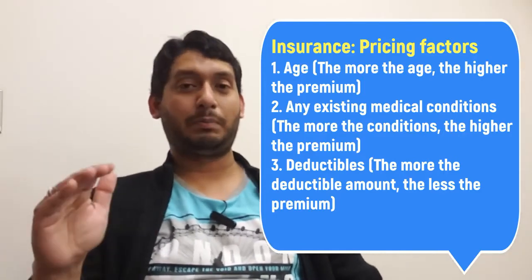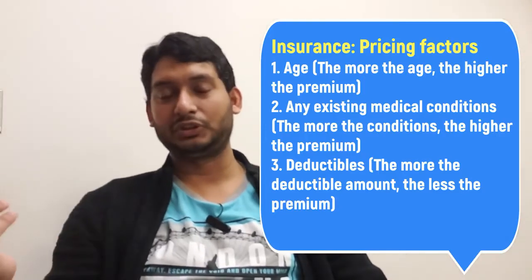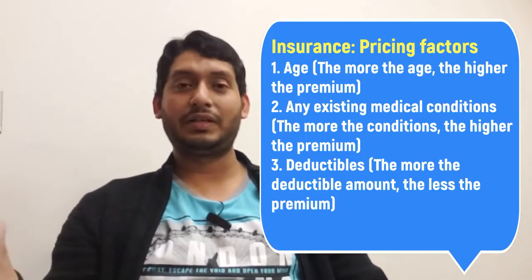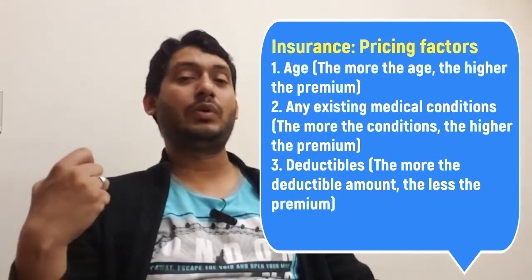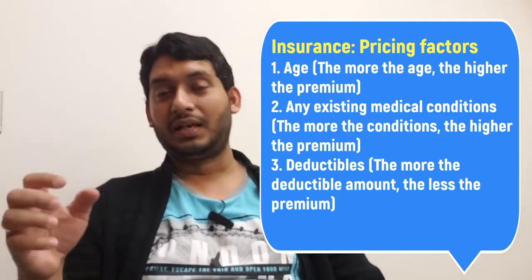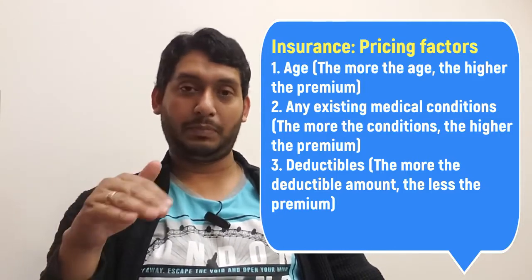Then it also depends on the pre-existing medical condition. Let's say if somebody has diabetes, high blood pressure, or heart disease, then definitely the premium is going to be higher. Then last but not the least, it will depend on the deductibles. That means if the deductibles are lower from your end, the premium is higher.